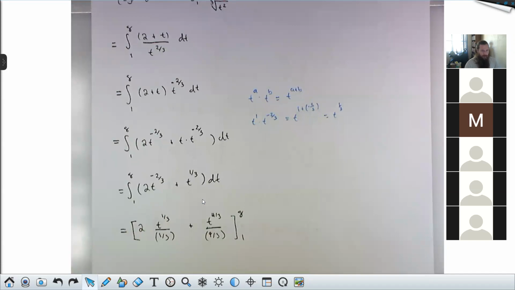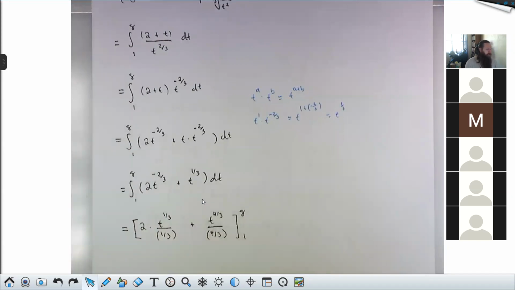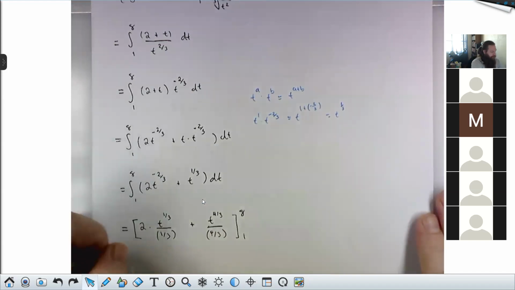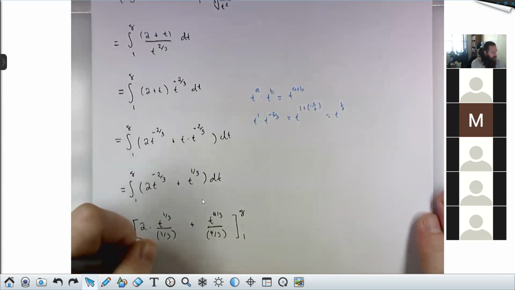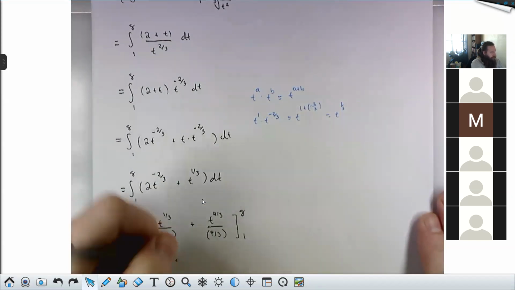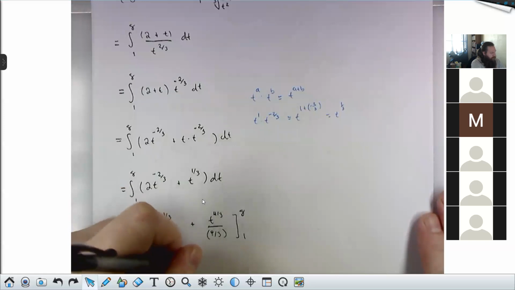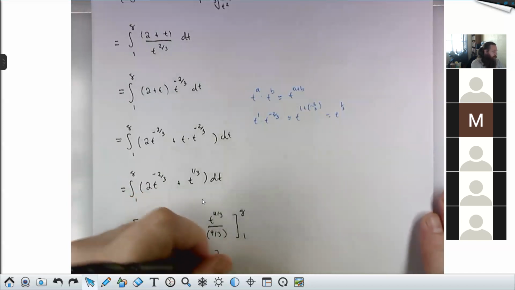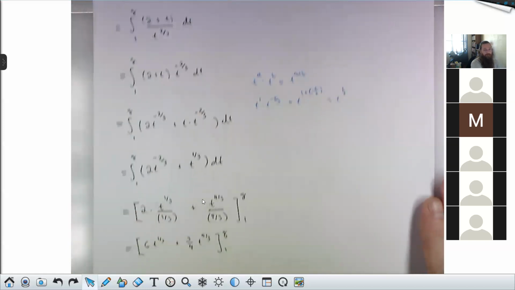And again, most of the places where you could make a mistake here are little algebra things. Be mindful of your order of operations, be mindful of how to divide fractions. Dividing by 1/3 is the same as multiplying by 3. So I would clean this up before I proceed. This is 6t to the 1/3 plus 3/4 t to the 4/3 evaluated from 1 to 8.